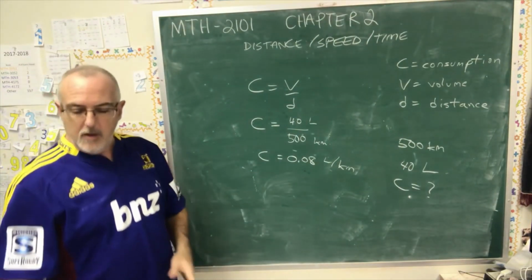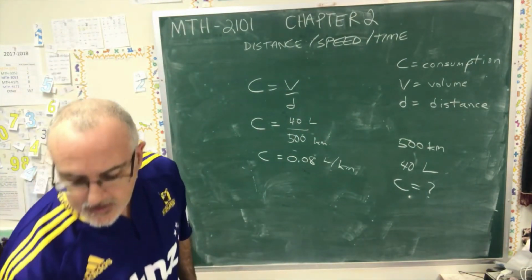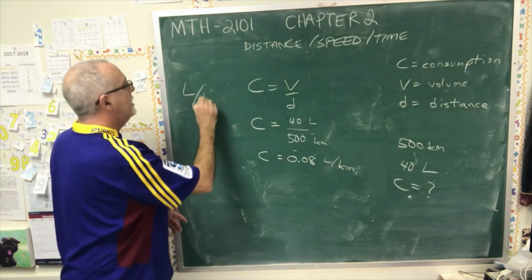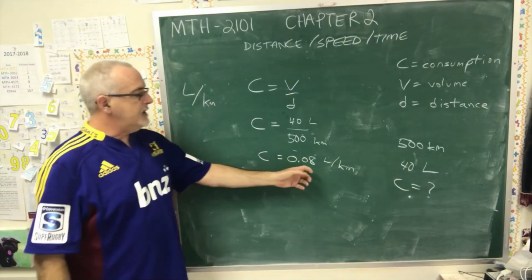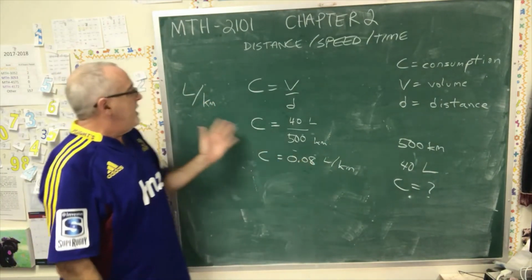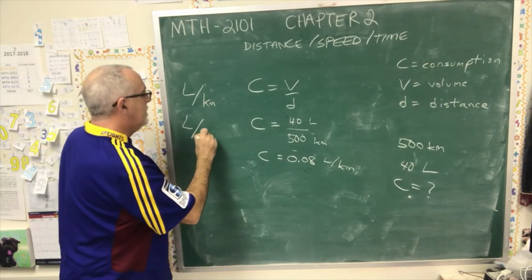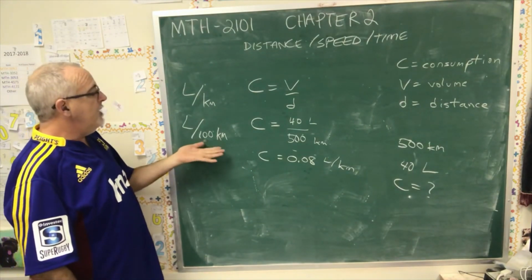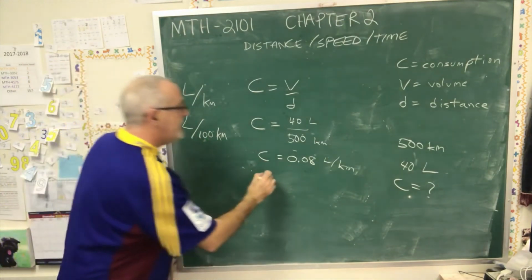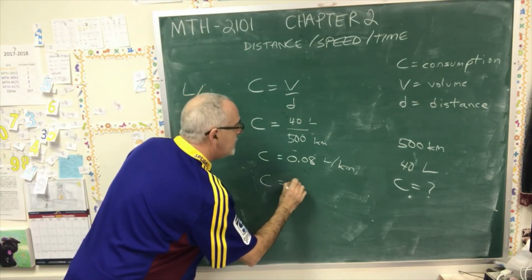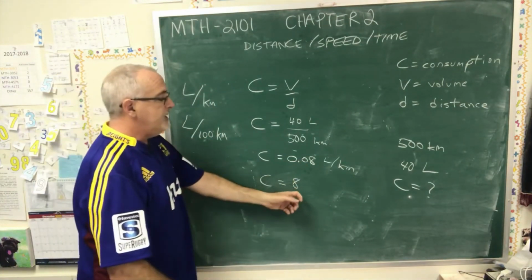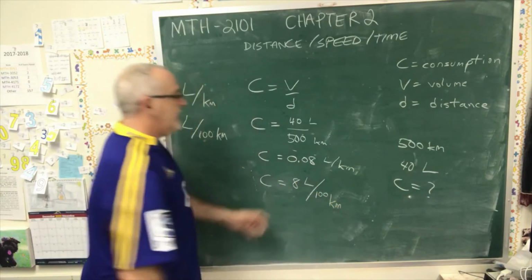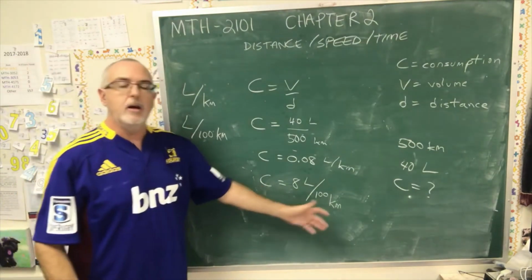But there's a standard way of expressing gas consumption. We choose not to use liters per kilometer, partly because it tends to give these small decimals. Instead, we choose liters per 100 kilometers. So the unit of measure looks like this for consumption. And all I'm doing is multiplying this by 100. It means the consumption is going to be 8. 0.08 times 100 is 8 liters per 100 kilometers. So it takes 8 liters of gas in my tank to cover 100 kilometers.